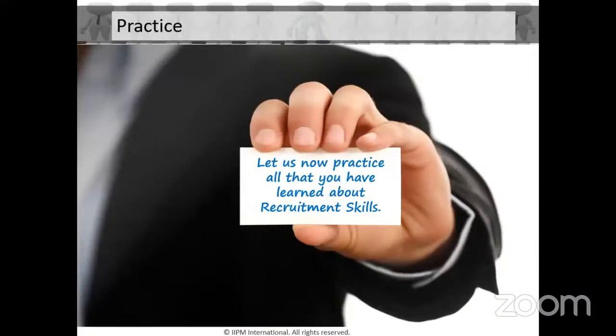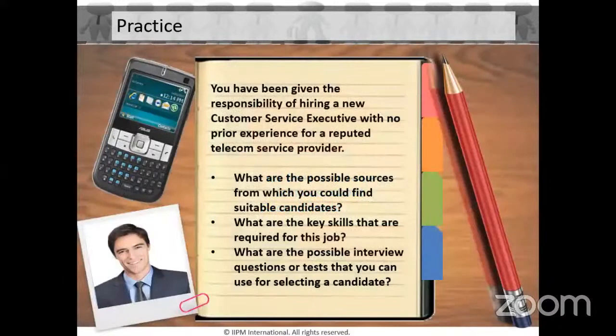Now it is time for us to practice all that we have learned today about recruitment skills. Are you ready for the practice? All right, this class ends in just a few minutes. So let's look at this case study that we are going to use to practice.